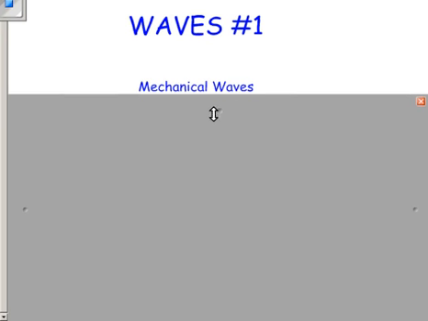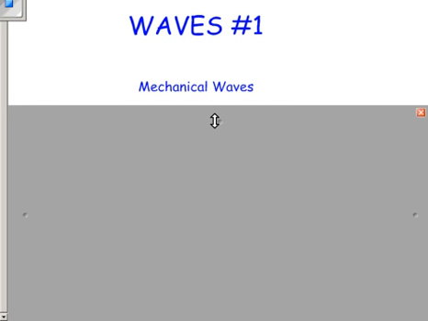The waves we're going to talk about today are called mechanical waves. And here's the big key with mechanical waves. Mechanical waves always travel or go through something. So we can have waves on the ocean or water waves. We could have waves on a slinky. We could have waves on a string. We could have any kind of waves you want, as long as they're going through something, they're called mechanical waves.